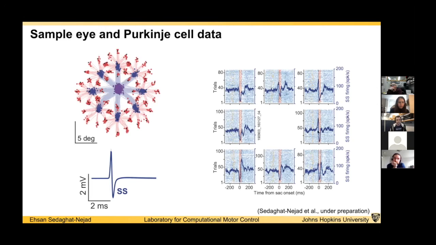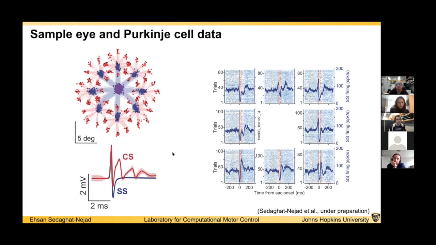So what you can see here is that these Purkinje cells encode the eye movements, but it's not obvious what the encoding is. It's very complicated. Sometimes it's bursting, sometimes it's pausing. And this has been the challenge in the field: to understand what these Purkinje cells are doing, what this complicated system is doing.